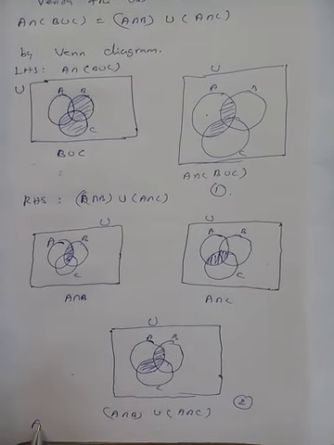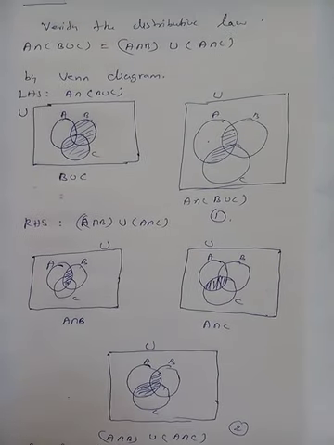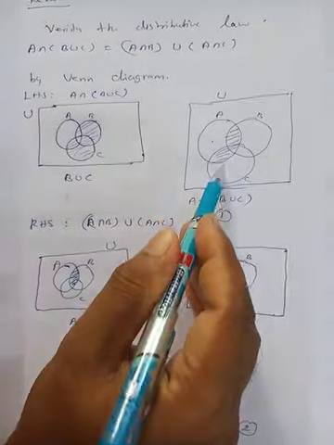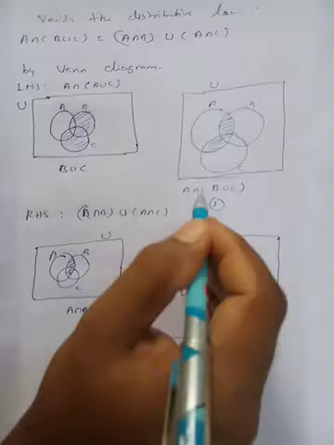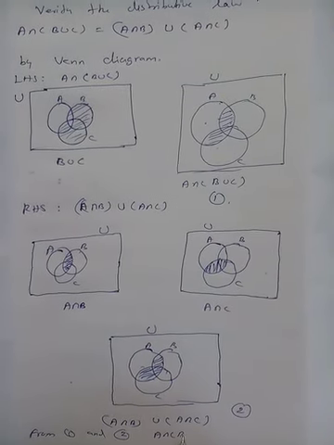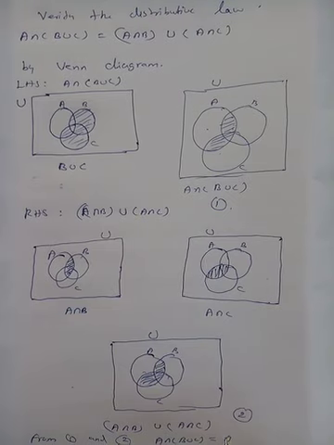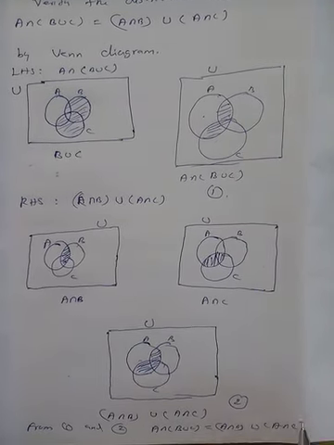Now from 1 and 2, see the diagrams 1 and 2. Both have the same shaded regions. These two have the same shading. So these 2 terms are equal. A intersection (B union C) is equal to (A intersection B) union (A intersection C).